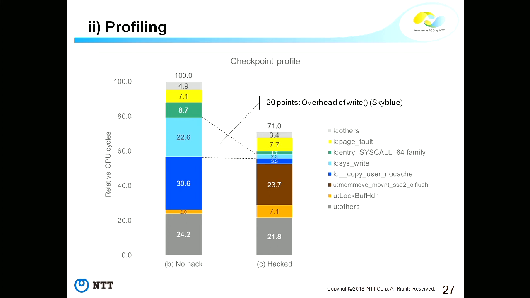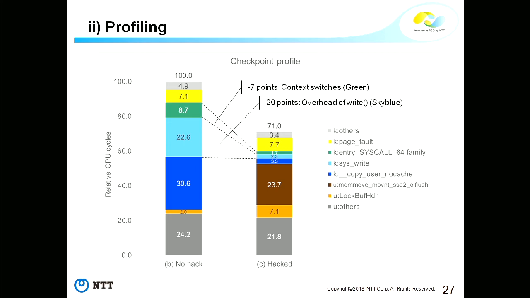First, look at the sky blue portion. This stands for sys_write, the write system call. Note that the data copy in the write system call is separated out as the deep blue portion. So the sky blue portion only contains the overhead. The overhead falls 20 percentage points. This is the main reason for the improvement.